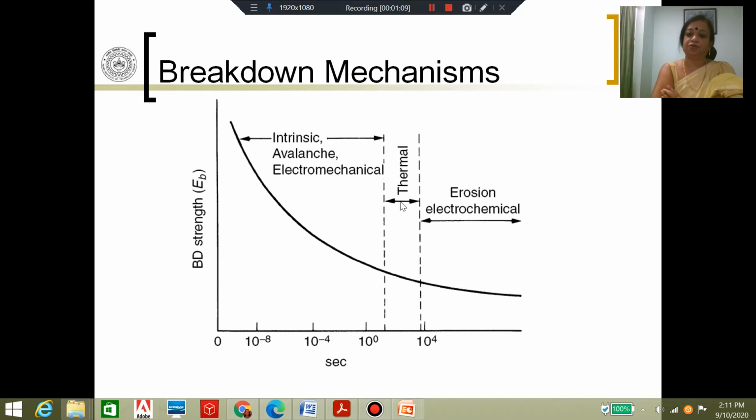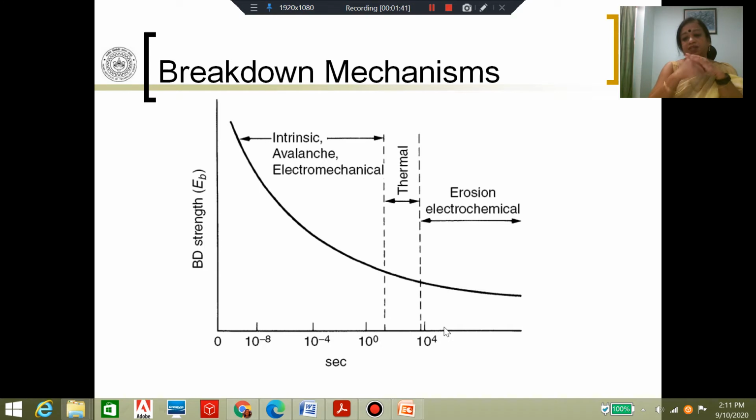Lastly, we come to erosion and electrochemical process. So if you look at the time scales here, you can see that we are looking at much larger time scales, in the range of above 10 to the power 4 seconds. So several hours. In fact, we are looking at processes which take a very long time. And when I say very long time, it means several years at times to develop and cause breakdown.